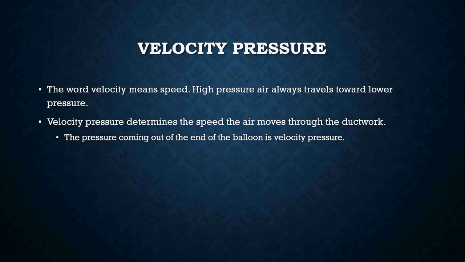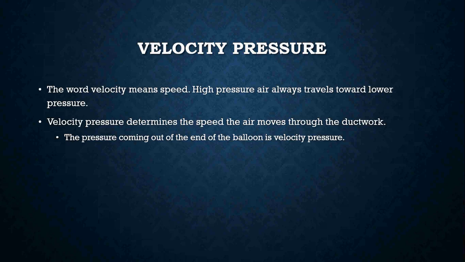Velocity pressure simply means speed, how fast the air is moving. High pressure air always travels towards lower pressure. Remember, in our supply ducts, we have positive pressure coming out. It's forced out of our supply ducts. Our return is more like a negative or lower pressure. It's that pressure difference between static pressure and velocity pressure that helps move the air through a furnace or air handler.